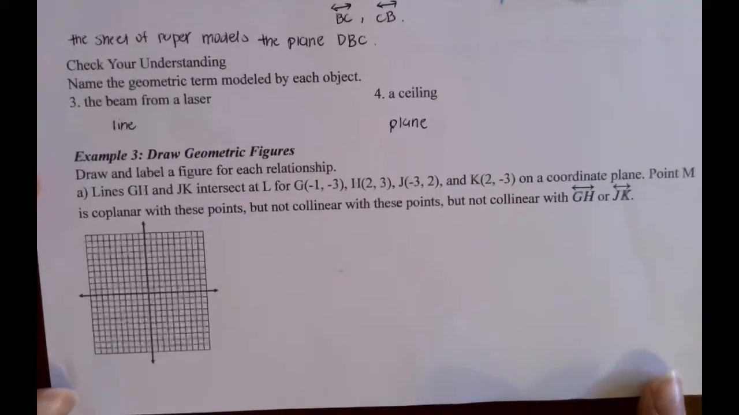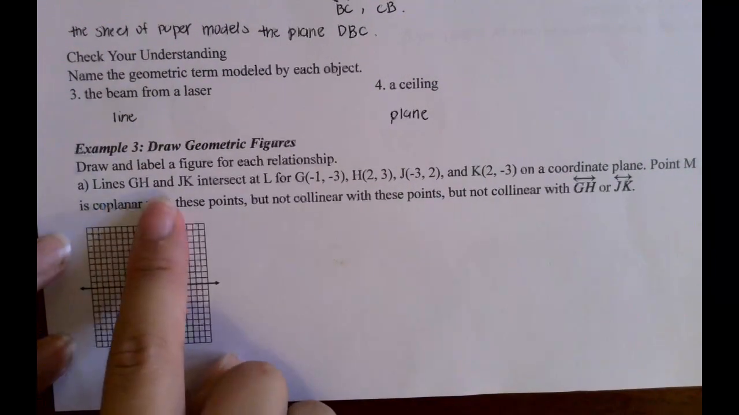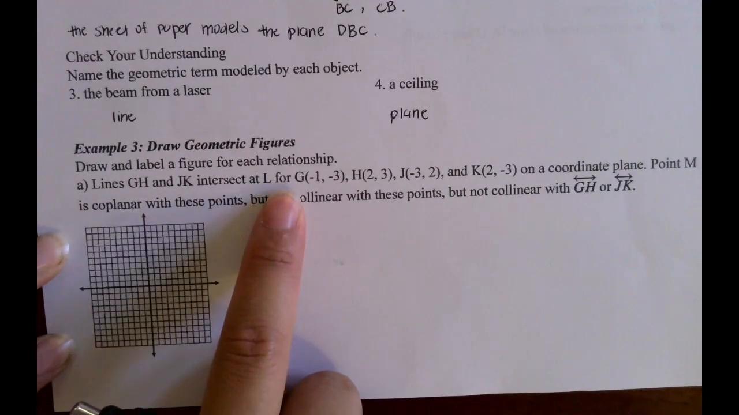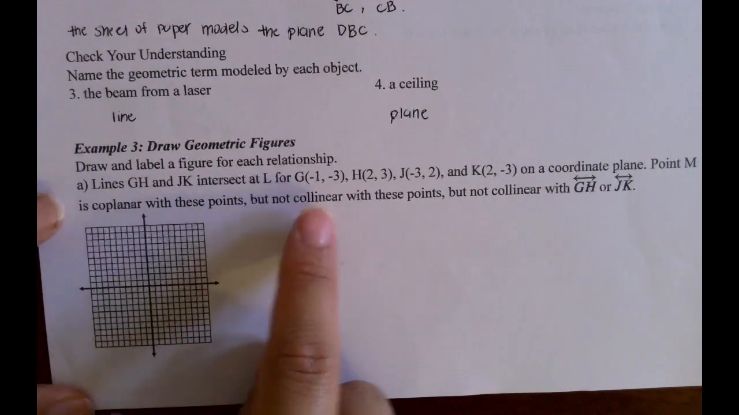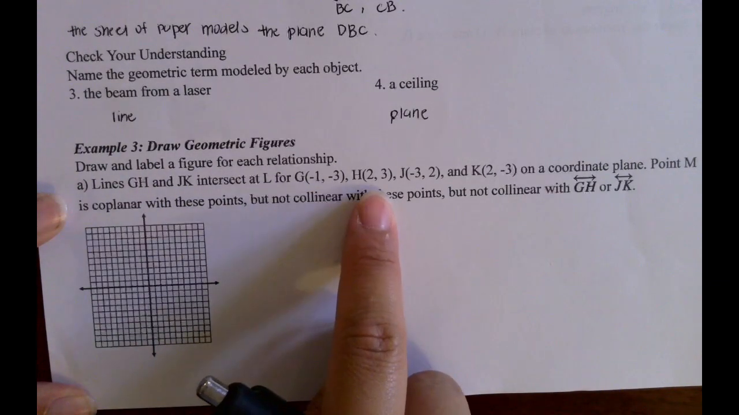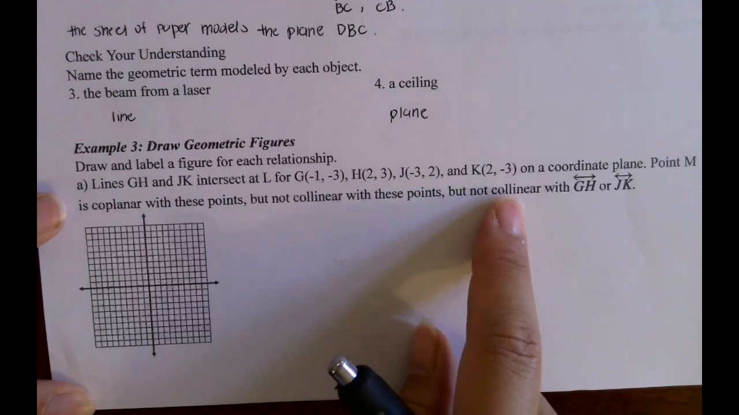Okay, next is example 3. Example 3 asks us to draw and label a figure for each relationship. First, we're told that lines GH and JK intersect at L. We know that G is at -1, -3, H is at 2, 3, J is at -3, 2, and K is at 2, -3.